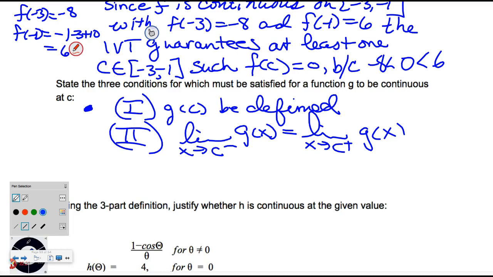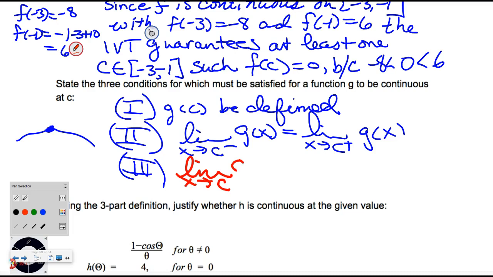So I like this better because it gives you more of a visual, like I'm coming in from the left and I'm coming in from the right. Now, the third one has to literally seal the deal. This point has to be right there for you not to lift your pencil. That's the hardest one for kids to write. That limit, that place where I arrived as I approach C from both directions, actually has to equal what? G of C. Yep, perfect.